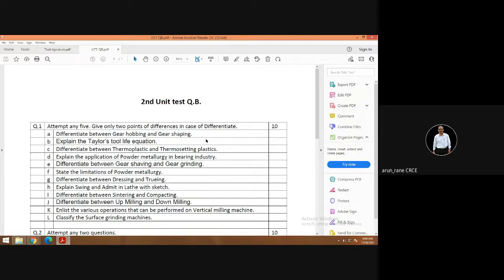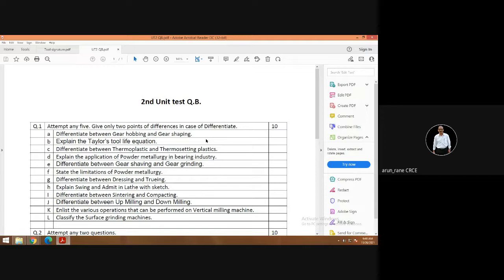Swing and admit. Swing means the maximum diameter of the workpiece. Swing is swing over bed and swing over cross slide. There are three types of swing. Admit is nothing but the maximum length. So you have to draw and show a sketch: what is admit, what is the maximum length, and how the length can be accommodated. Wherever possible, try to draw the sketch. A sketch will give you full marks.